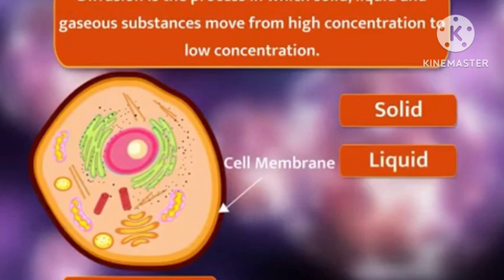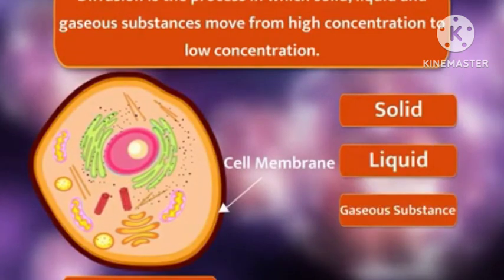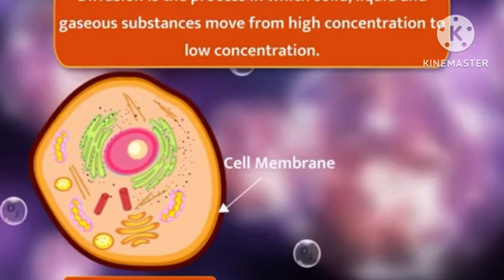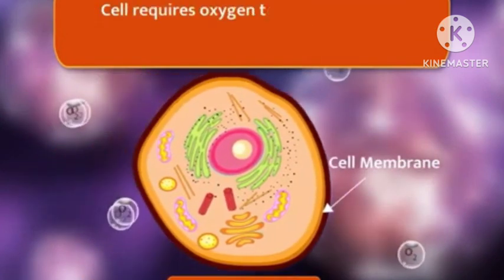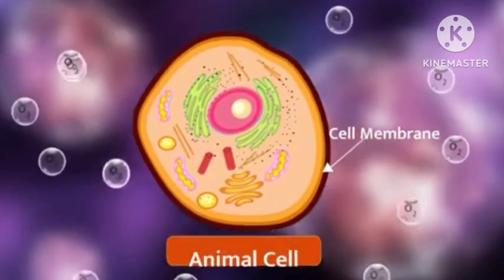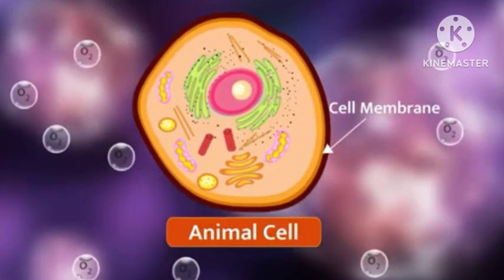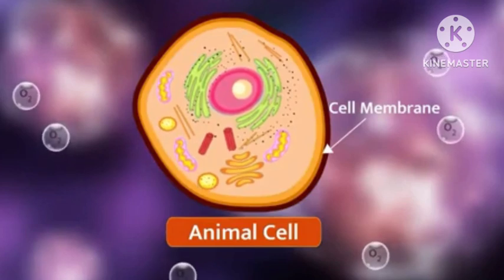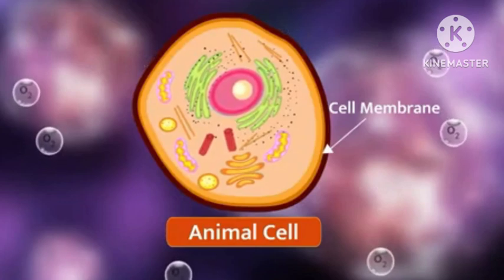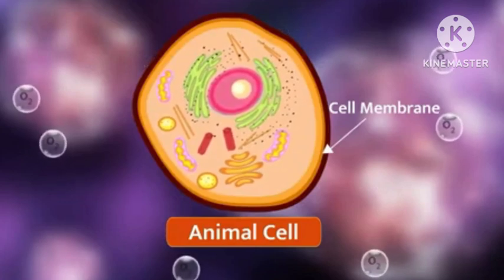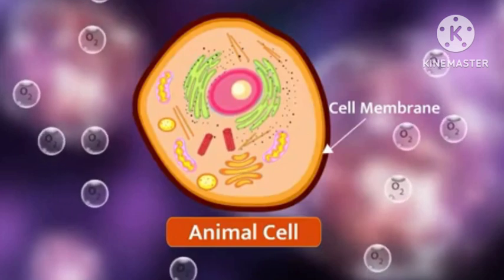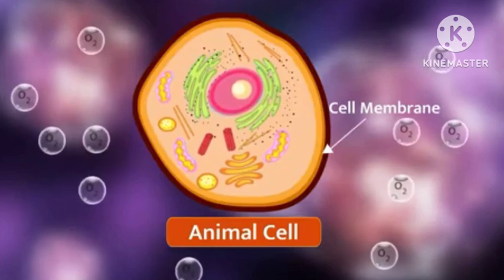See, diffusion is a process in which solid, liquid and gaseous substances move from higher concentration to lower concentration. When the animal cell requires oxygen to produce energy, how does it get oxygen? The cell membrane we have seen just now is semi-permeable and allows the oxygen to move into it and outside it. What happens? The external environment has more oxygen as compared to the internal environment of the cell.